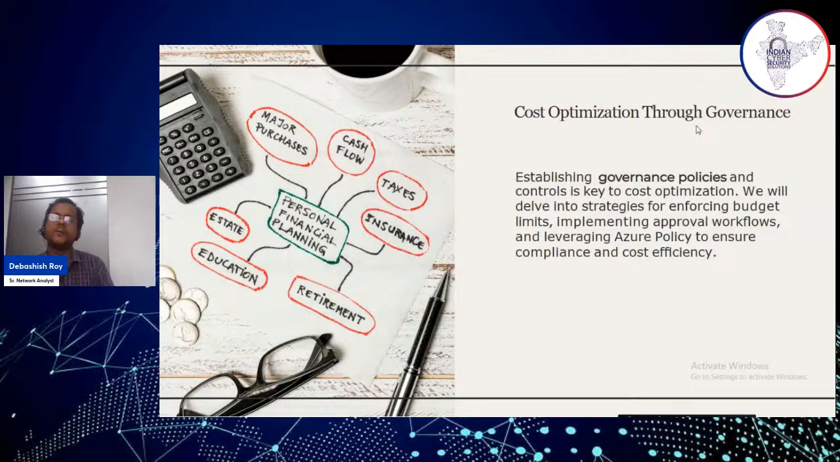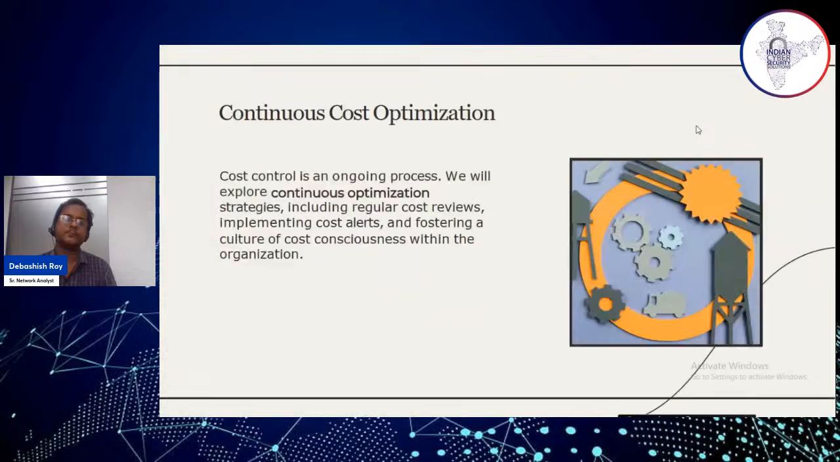Cost optimization through governance. Establishing governance policies and controls is key to cost optimization. Now we'll delve into strategies for enforcing budget limits, implementing approval workflows, and leveraging Azure policies, all of which have to be there to ensure compliance and cost efficiency. Continuous cost optimization. Cost control is an ongoing process. So we'll explore continuous optimization strategies, including regular cost reviews, implementing cost alerts, and fostering a culture of cost consciousness within the organization.